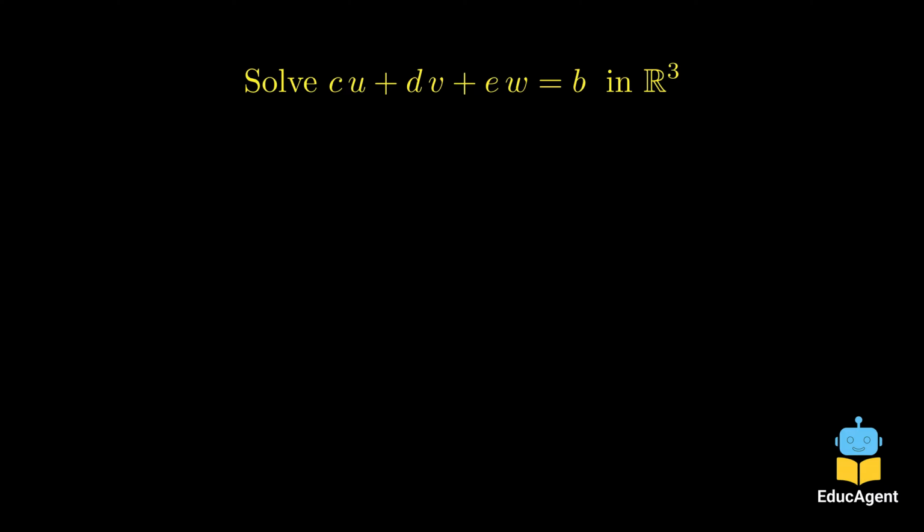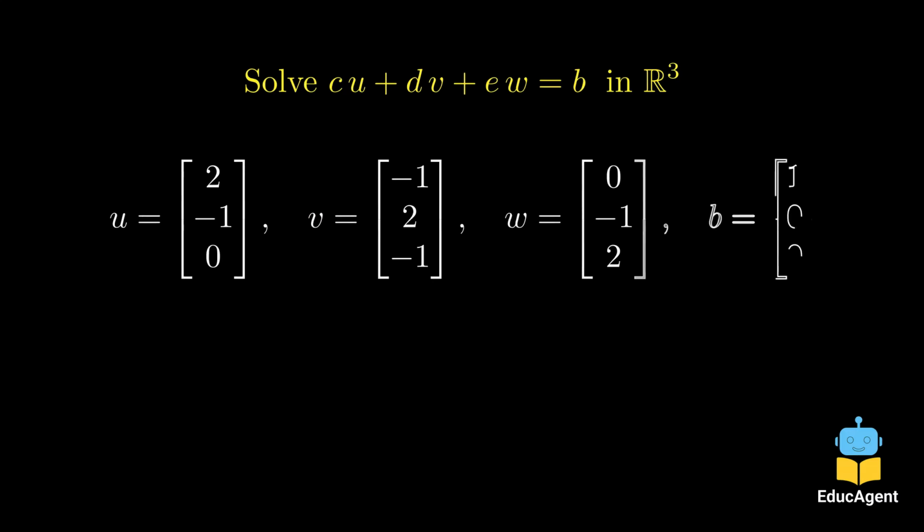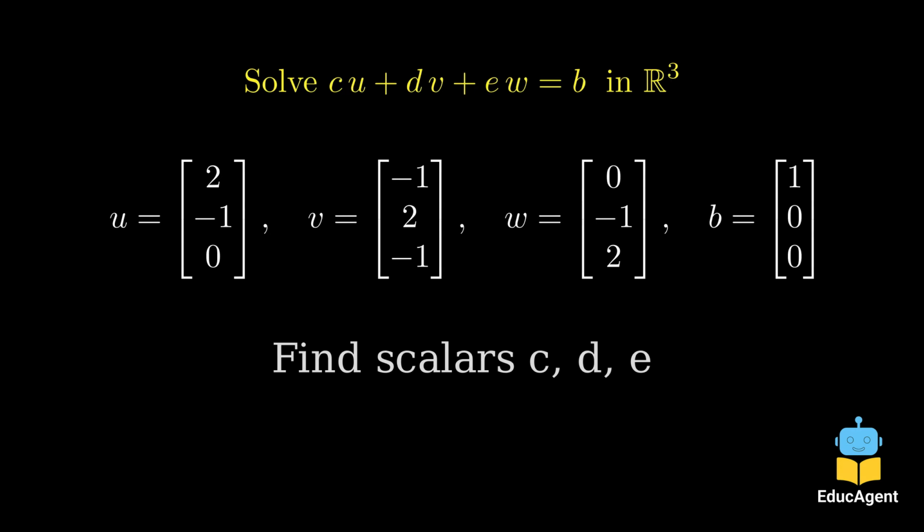Here's the problem we'll solve today. Here are our three given column vectors u, v, and w, and the target column b in three-dimensional space. The goal is to find numbers c, d, and e, so that c times u plus d times v plus e times w equals the vector b.